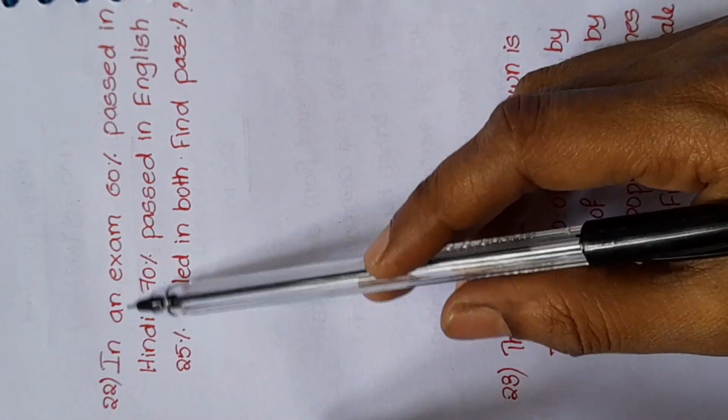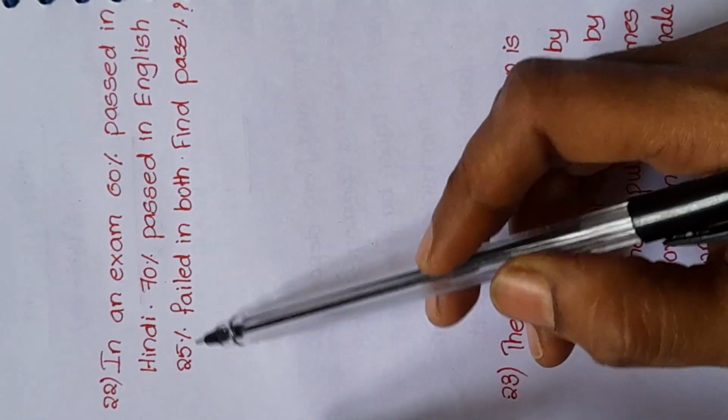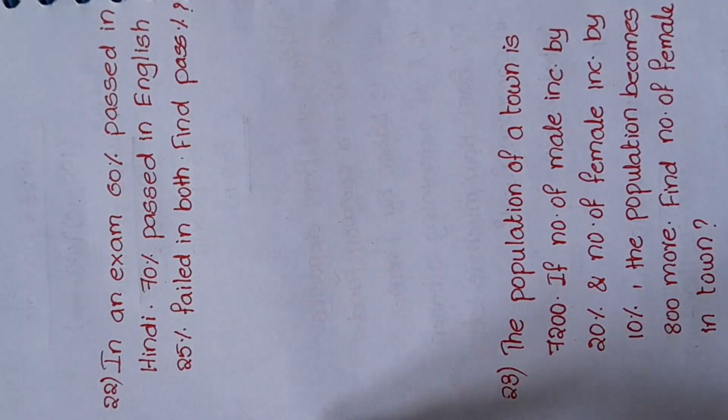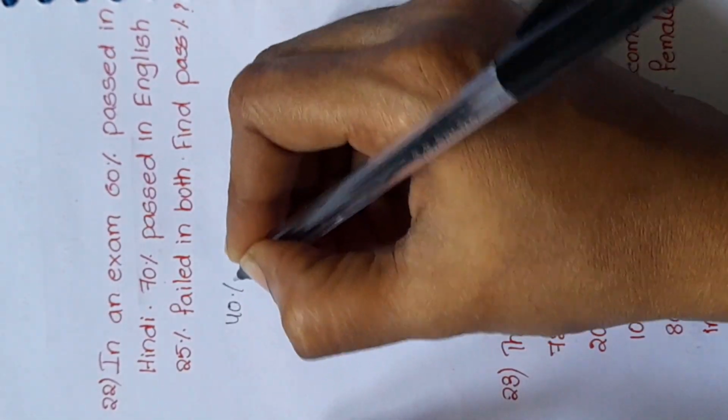Now question number 22. In an exam, 60% passed in Hindi, 70% passed in English, 25% failed in both. Find the pass percentage. 60% passed in Hindi means 40% failed in Hindi.